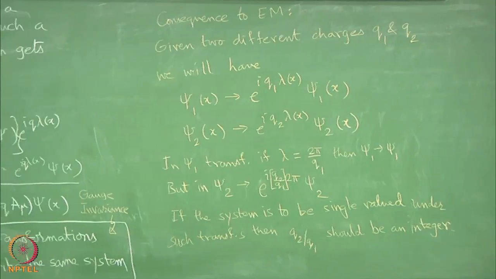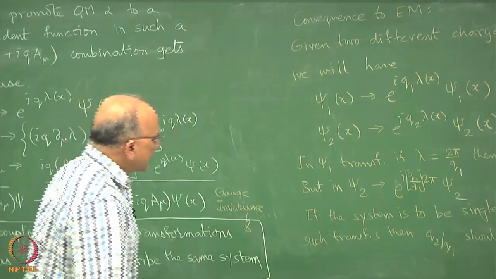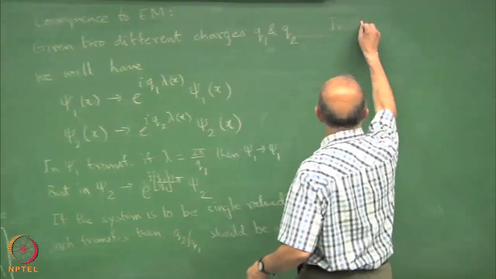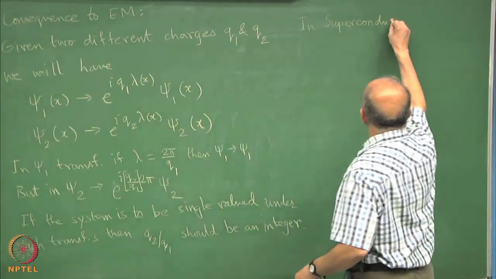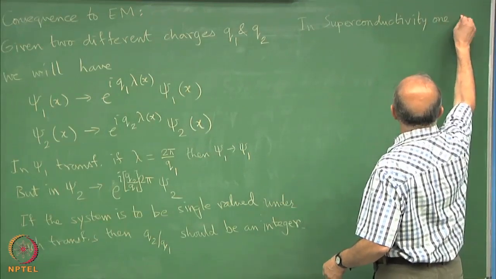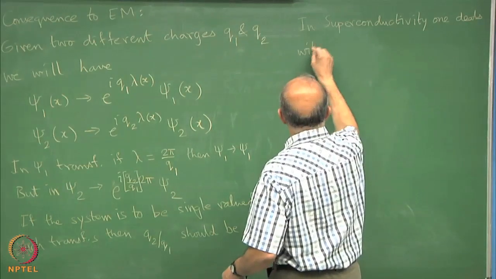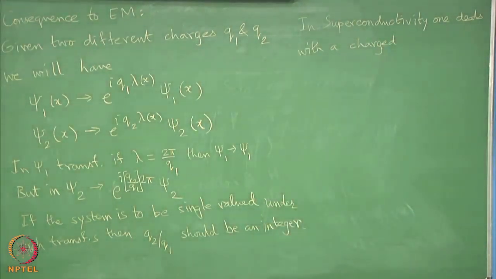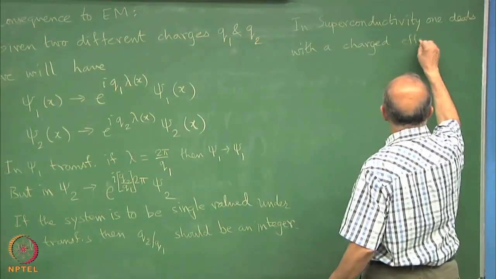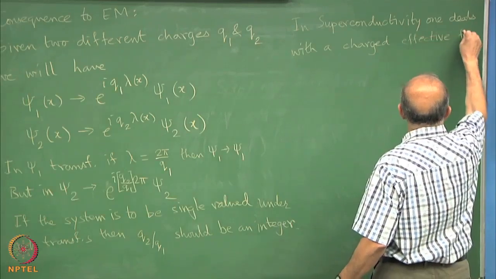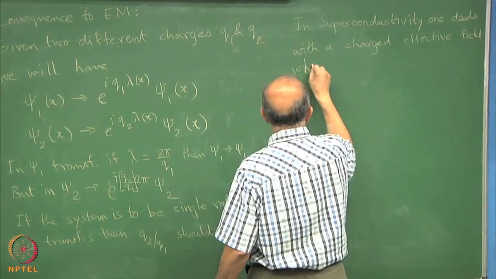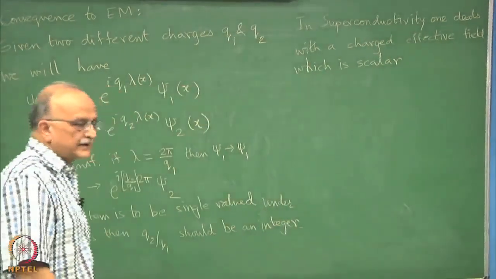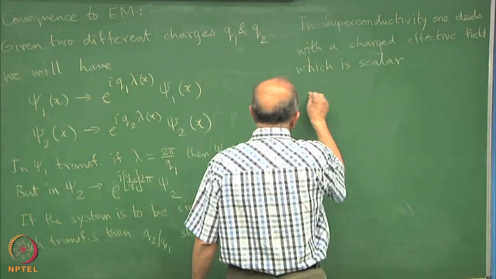So an interesting thing that actually happened was that Landau and Lifshitz were working out a possible low energy theory for superconductivity. So in superconductivity, one deals with a charged condensate or a charged effective field, which is a scalar. So, this is the so called condensate. But it is charged. So, one had to write for it something like that.